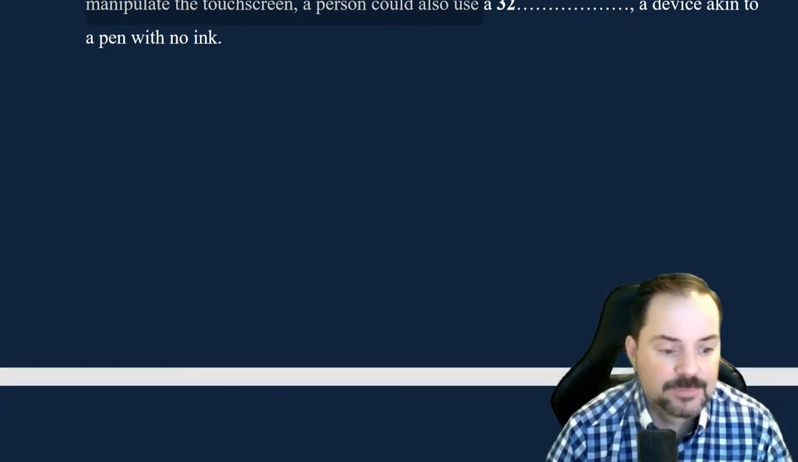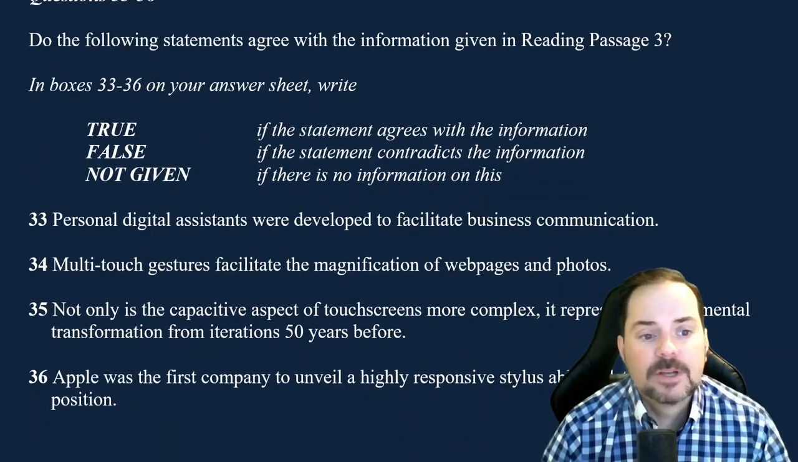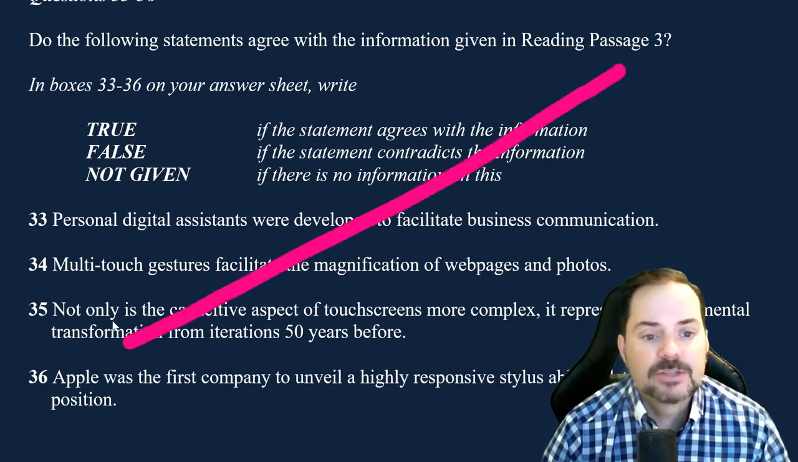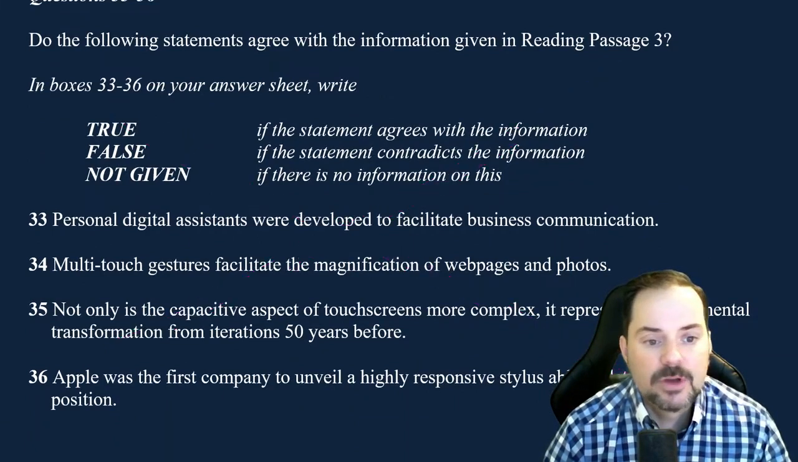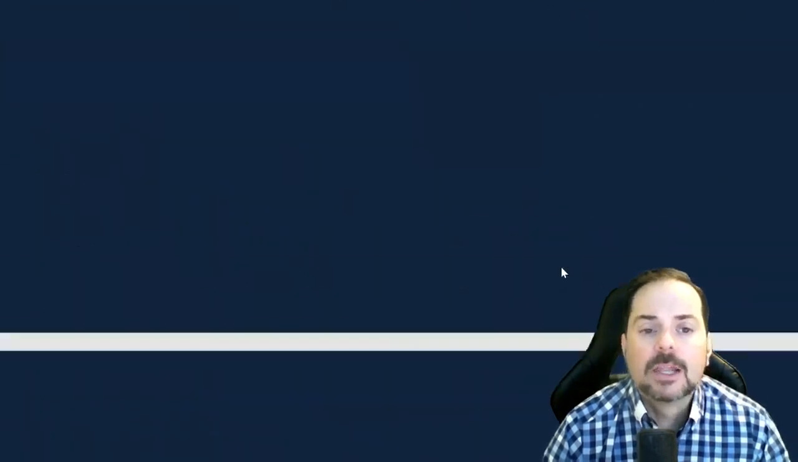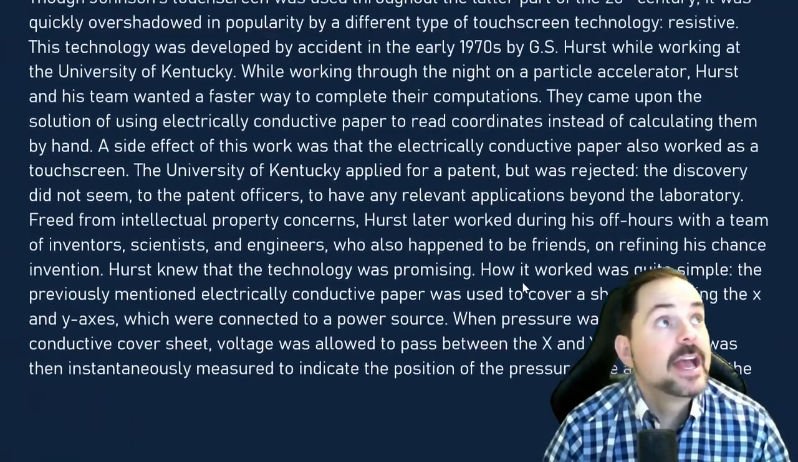Okay, fine. Now, here we've got some true, false, not given. Those types of questions, of course, big no. We don't know which ones are given, which ones are not. So, not very helpful. Let's go to the passage and let's read.